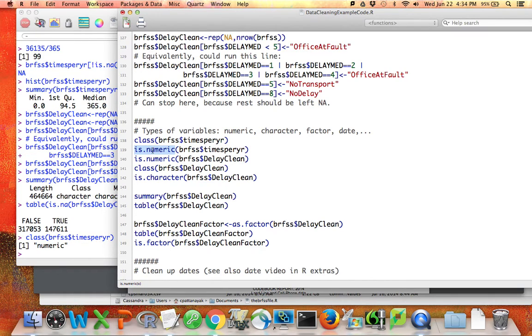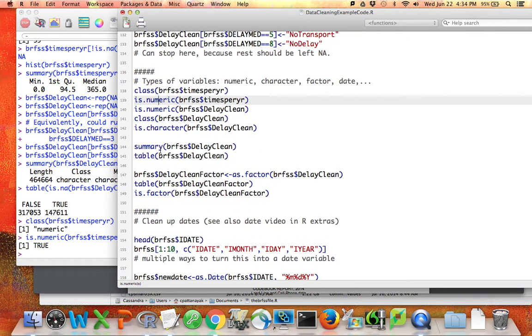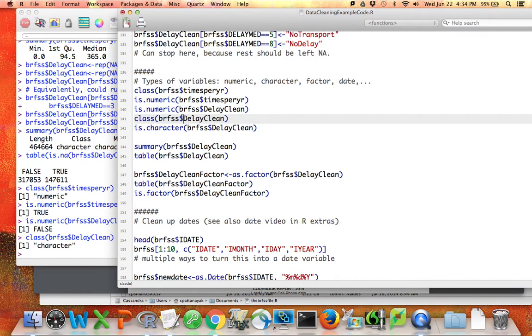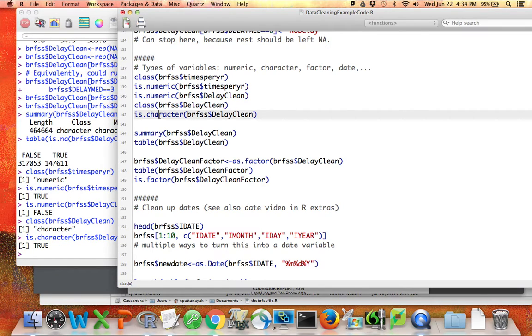So I can ask the question, not just what is the type of variable, but particularly, is this a numeric variable? is.numeric times per year. Yes, it is. So that's good. So as I'm trying to debug something or as I'm trying to decide what commands to use for a particular variable, it can be useful to check that it's numeric if you really think it's numeric. What about delay clean? Is that numeric? No. All right, so what kind of variable is delay clean? It's a character variable, and I can confirm that. Is it a character variable? Yes, it's a character variable.